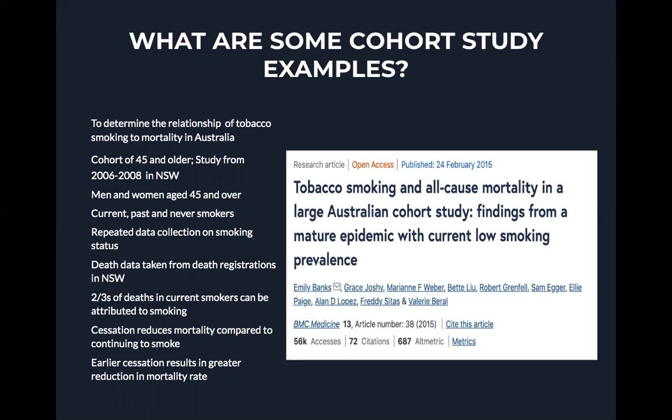After conducting their data collection, they found that two thirds of deaths in current smokers can be attributed to smoking, and cessation of smoking reduces mortality compared to continuing to smoke. And the earlier you quit, the greater reduction in mortality rate you have.